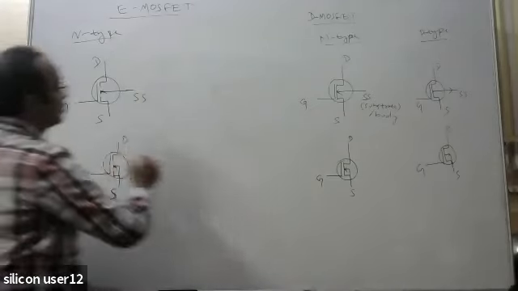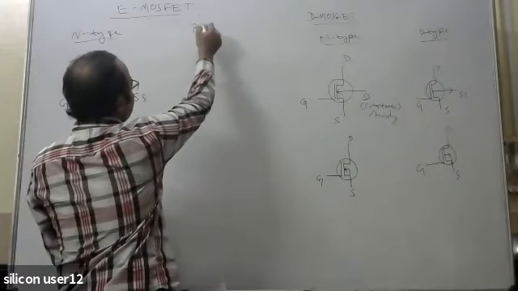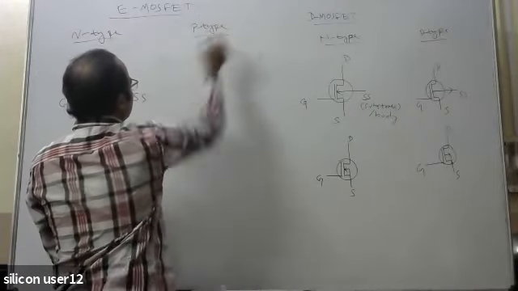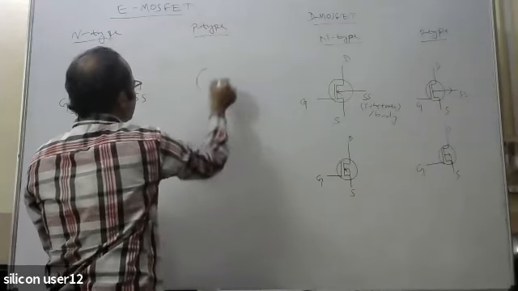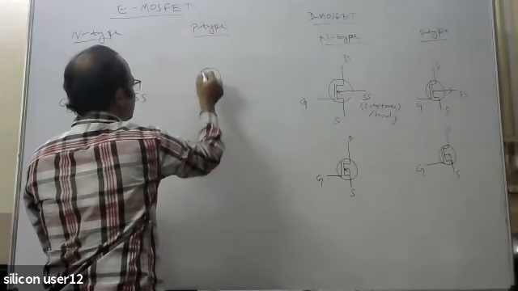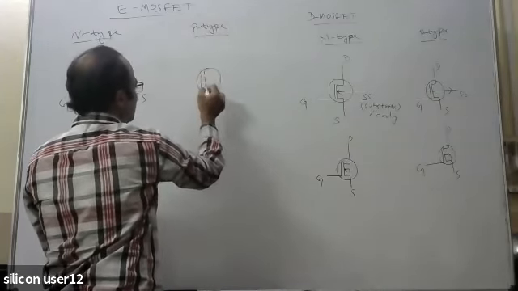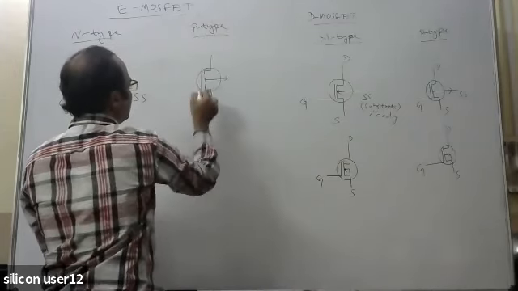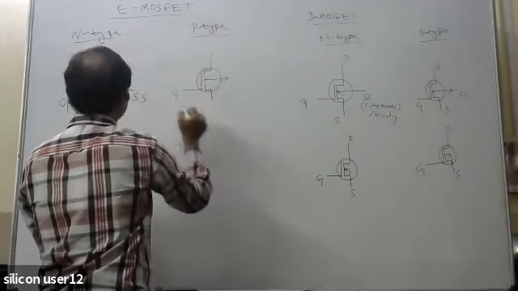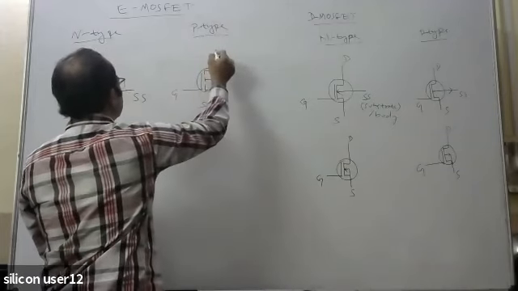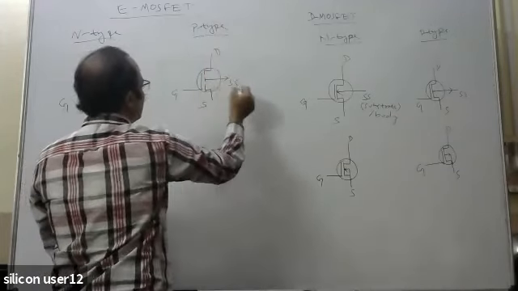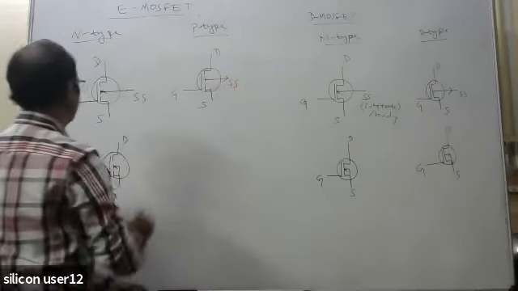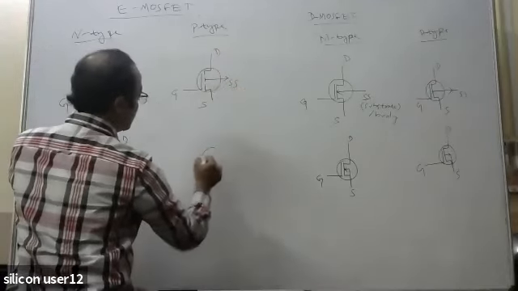Okay, so these are for N type, and for P type, just the same thing with the arrow outside. Gate, source, drain, body.